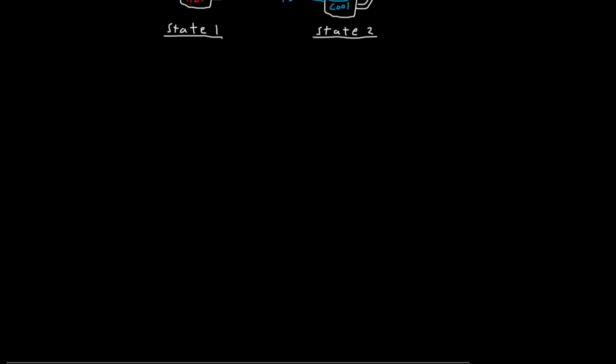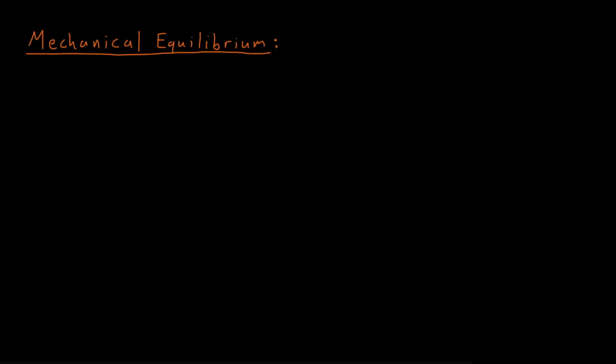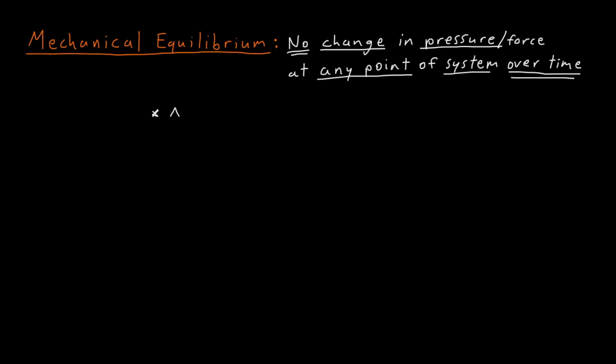Now similarly, we also have the concept of mechanical equilibrium, which involves pressure rather than heat. As for this type of equilibrium, there is fundamentally no change in pressure or force at any point of a system over time. So again, no changes in pressure or force at any point of a system over time. So essentially, delta P equals 0.